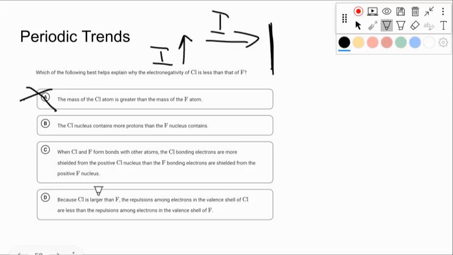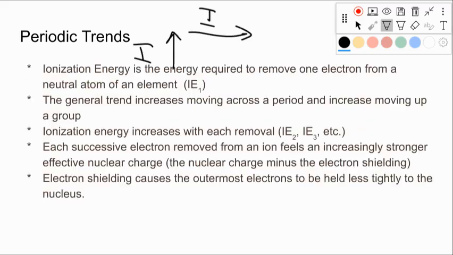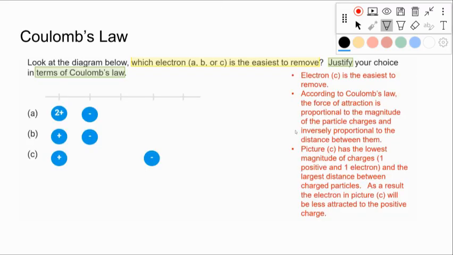And so then the last one: because chlorine is larger than fluorine, the repulsions among electrons in the valence shell of chlorine are less than the repulsions among the electrons in the valence shell of fluorine. This is going to be the correct answer, because, again, the size of the atom is what it's playing into here, because the larger the atom is, the more they're going to be able to avoid those repulsions. So with this topic, you want to stick these trends in your head about these different characteristics. It all goes back to Coulomb's law.